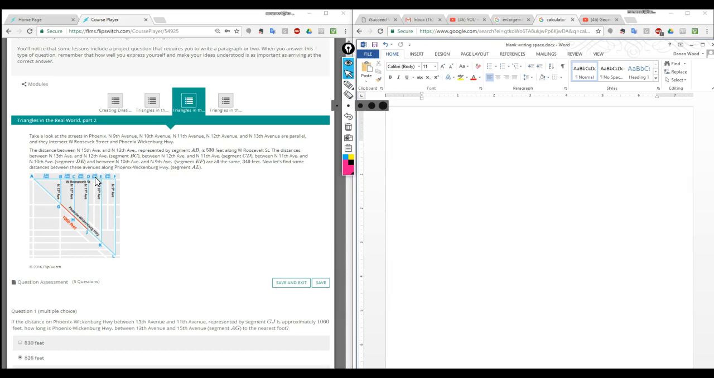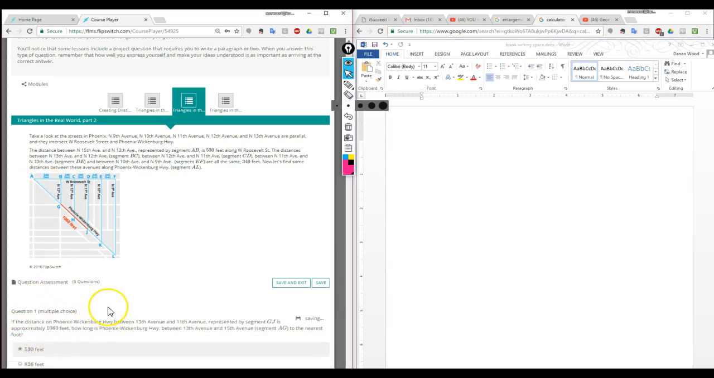They are all the same. They are 350 feet. Now let's find some distances between these avenues along Phoenix-Wickenburg Highway. So they want to find them along this one. So if the distance on Phoenix-Wickenburg Highway between 13th Avenue and 11th Avenue, represented by GJ, is approximately 1,060 feet, how long is Phoenix-Wickenburg Highway between 13th Avenue and 15th Avenue, segment AG, to the nearest foot?